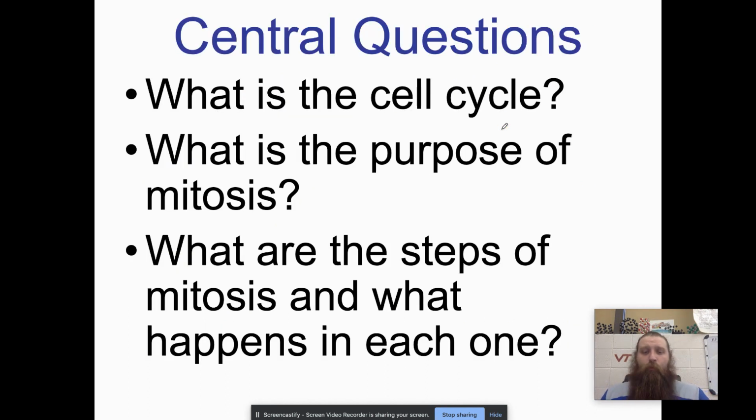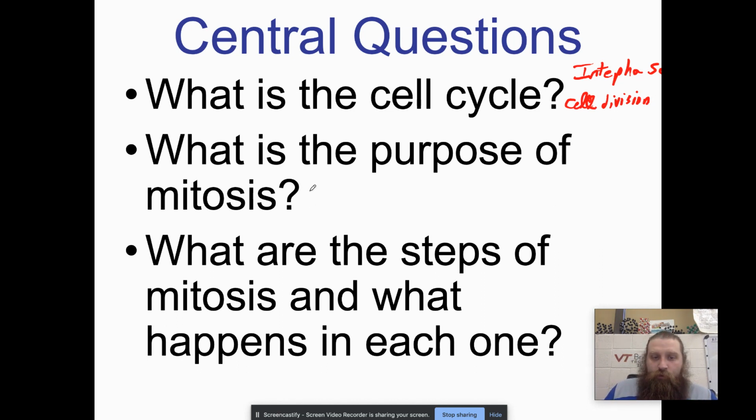So in this PowerPoint, that's it. We want to know the cell cycle. The cell cycle has two parts. It has interphase. So let's write this out. Interphase, and then we have cell division. We have two parts, interphase and cell division.